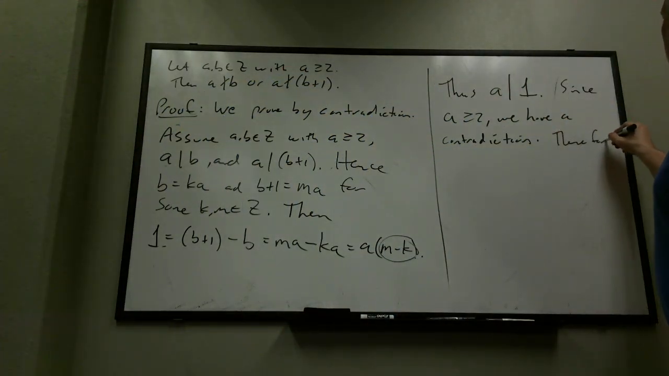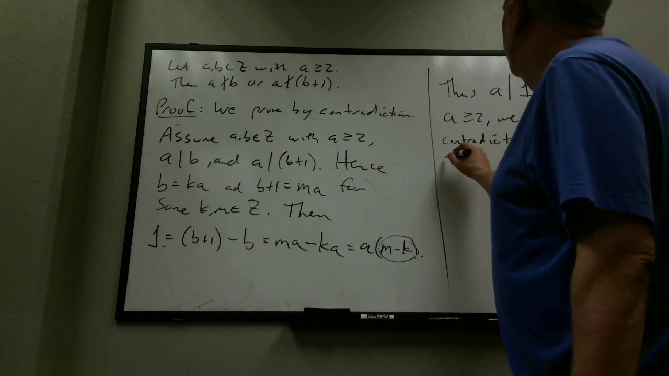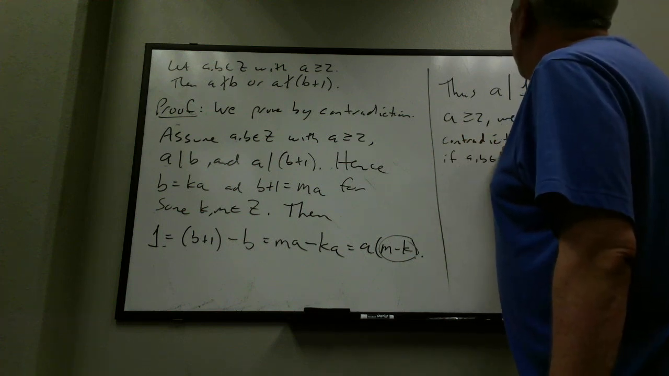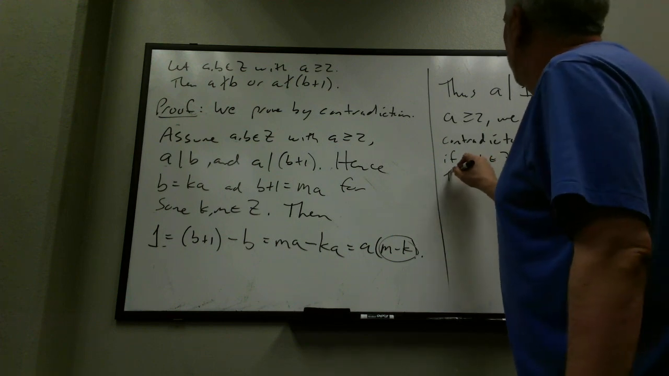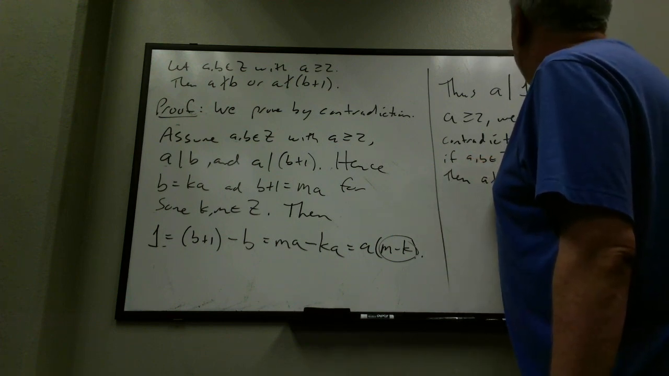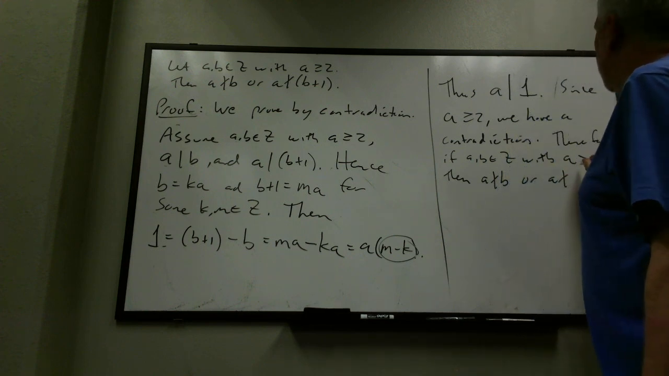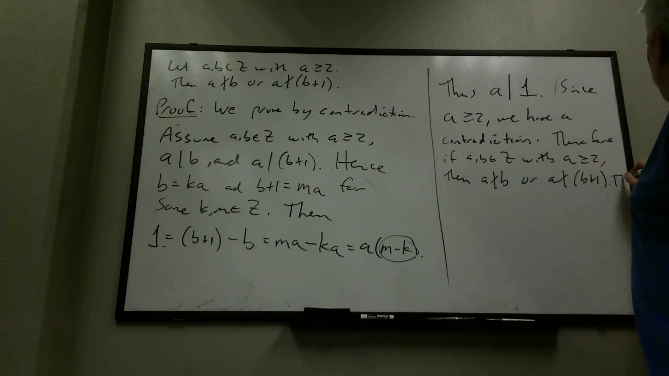So therefore, if A, B are integers with A greater than or equal to 2, then A doesn't divide B, or A doesn't divide B plus 1. And there's our proof.